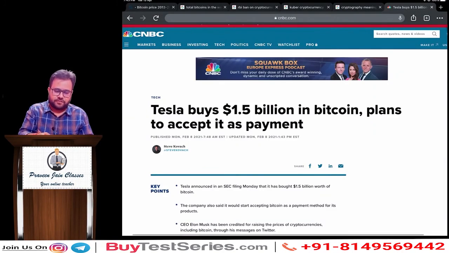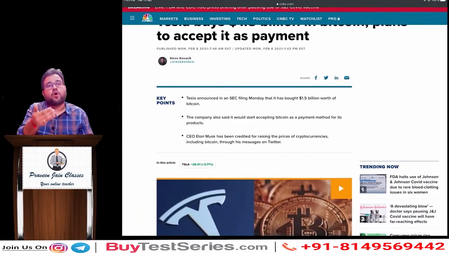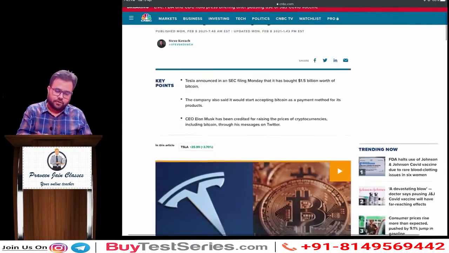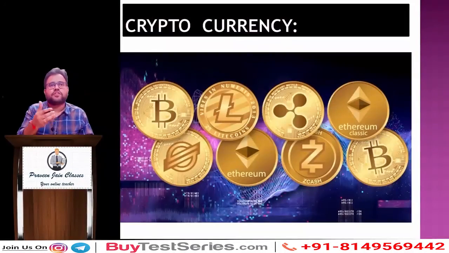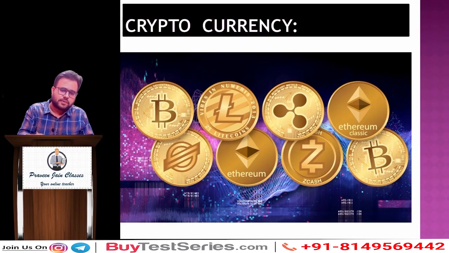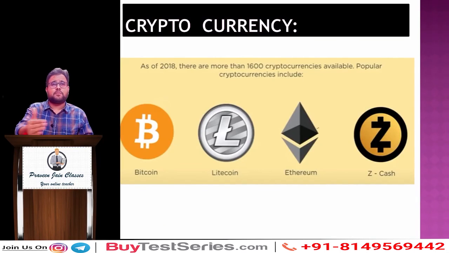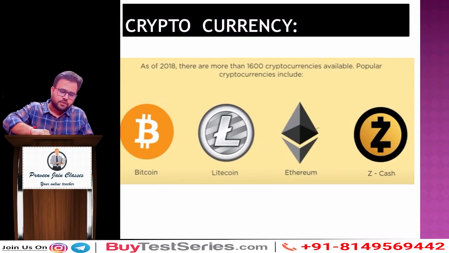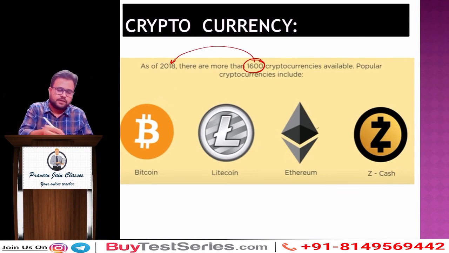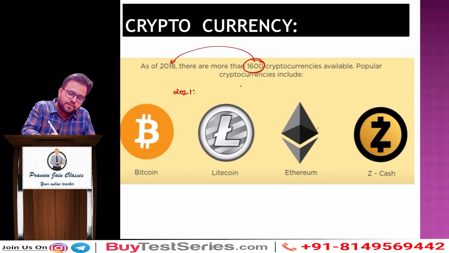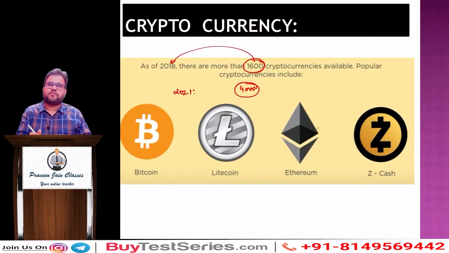So Tesla buys 1.5 billion, which I have already told you, and they are ready to also accept payments in Bitcoin. So I hope this is one small understanding which I gave you with respect to Bitcoin. So these are different symbols which are existing. Physically cryptocurrency does not exist, but these are some symbols. So these are more prevalent, sir: Bitcoin, Litecoin, Ethereum, and others are also there. Though here it says 1600, this was 2018 data. So in 2021 we are having more than 4,000 different types of cryptocurrency.